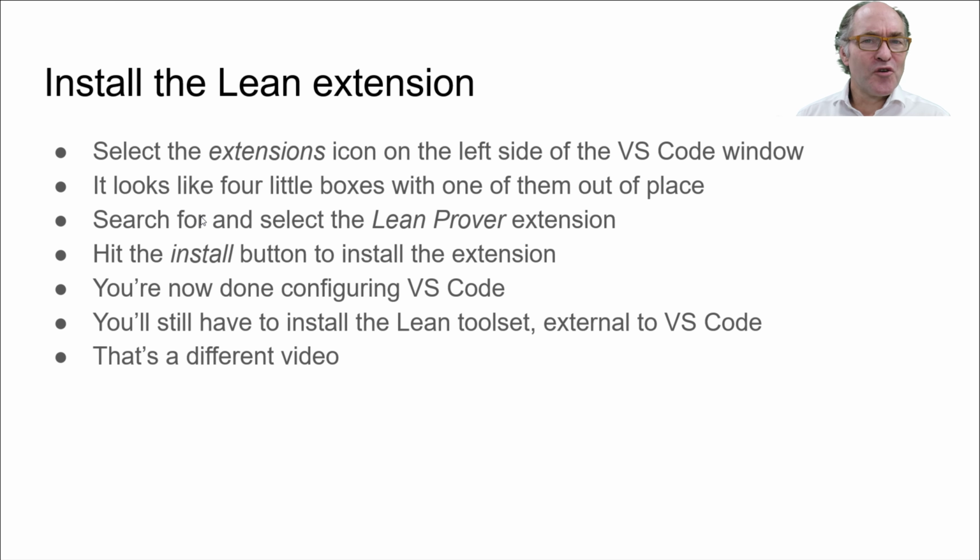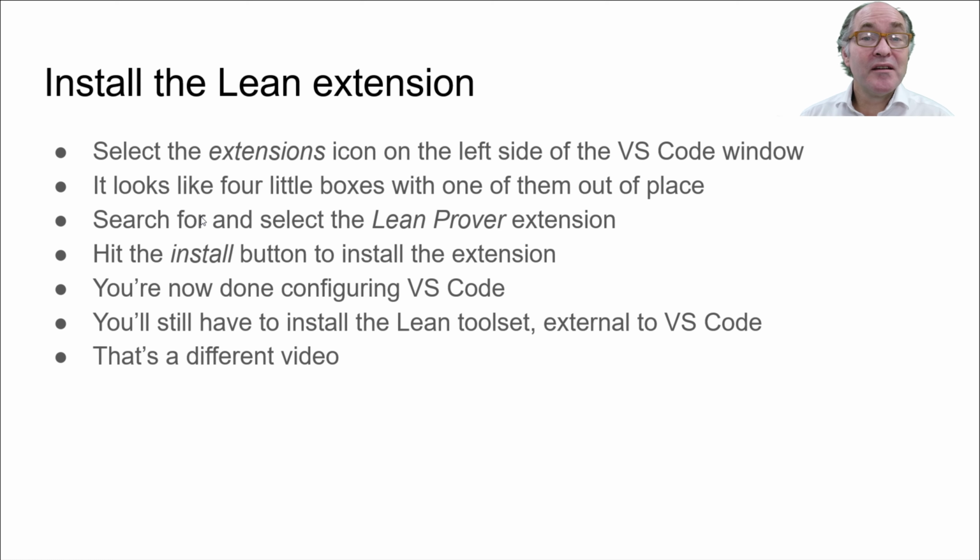As you hover your cursor over the icons, you should see little tooltip pop-ups that tell you what category of tools are available behind that icon. Find the one that looks like a square divided up into 4 squares with one of those little squares out of place. That's the extensions marketplace. Click there. Then search for Lean Prover when the little search box comes up, and you should see a Lean Prover extension right at the top of the list. Click on that. Then over on the right, click Install, and it takes only a second or two to install the Lean extension, and so now you're done.